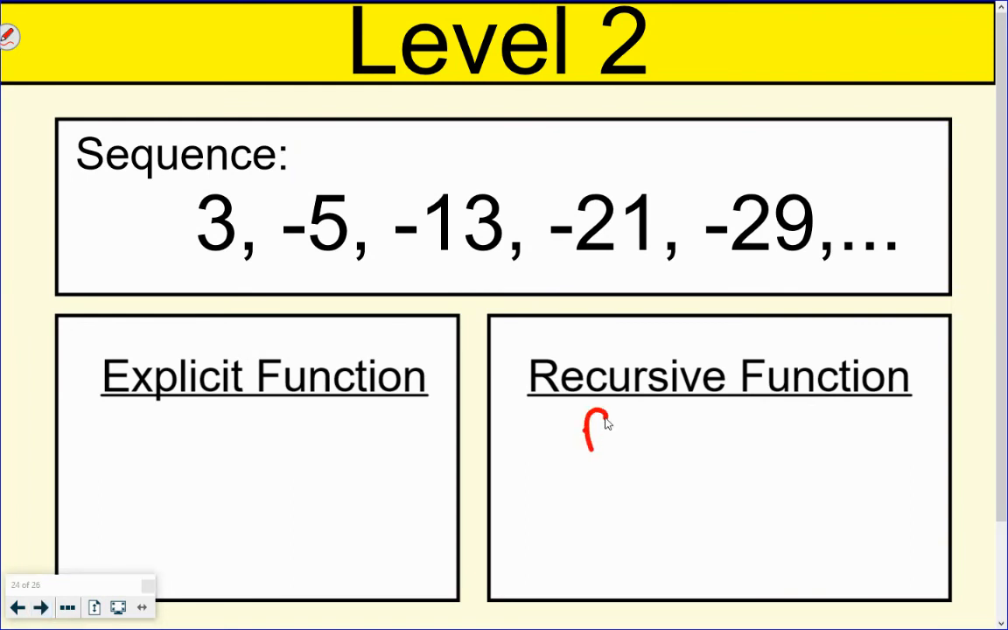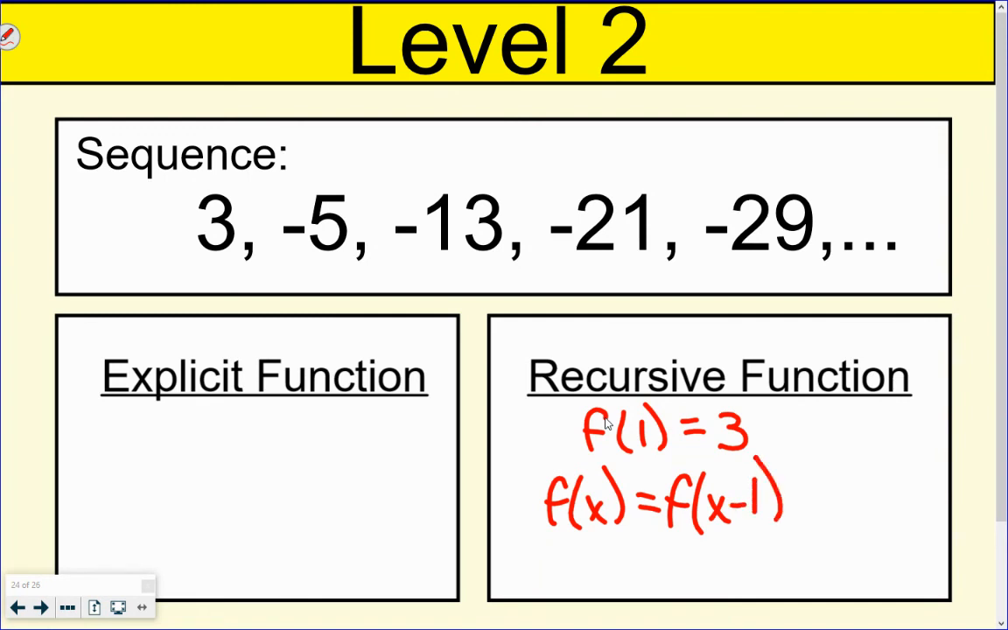Okay, so I'm going to start with what I think is the easiest part. F of 1 is equal to 3. My first term is 3. Now I'm going to write down the part of this function that I know. F of x is equal to f of x minus 1. Now I need to figure out my pattern. I have a hard time with patterns when they're positives and negatives. So what I'm going to do is in my calculator say -5 subtract 3. -5 subtract 3 is -8.